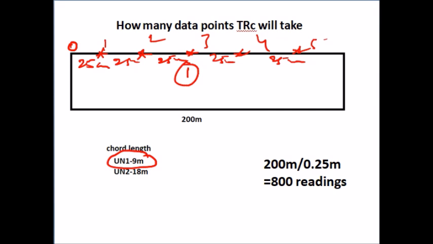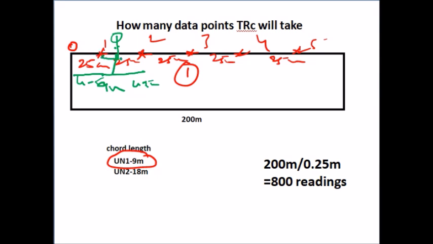Now let me take another color. For unevenness, the chord is 9 meters. So from the first point to 9 meters, the center of this is how much? 4 and a half meters. So it will record the data at the center. Let us say this is data number 1.